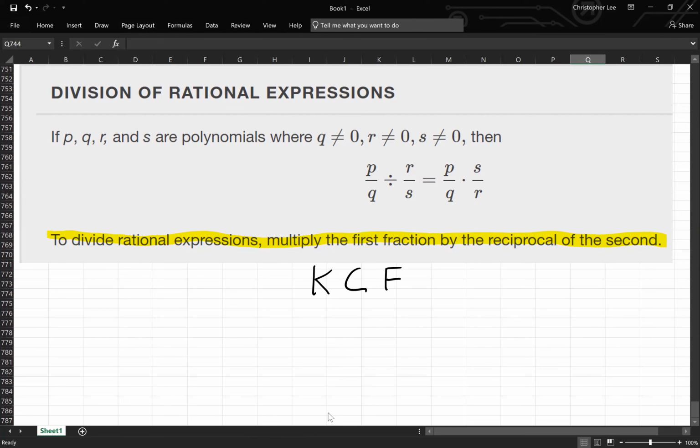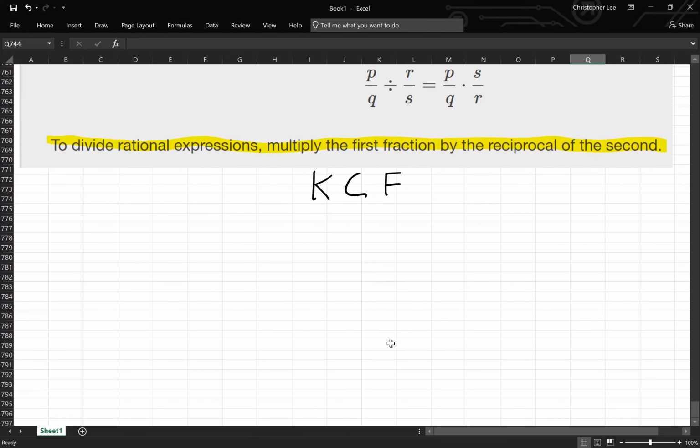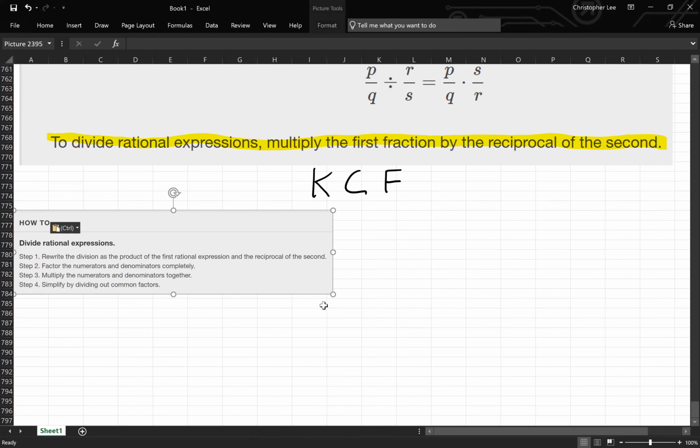So let's look at an example for that, right? You still have to do the factoring and all of that too. But it's just cancel out. It's simpler than the numbers. The numbers are harder.